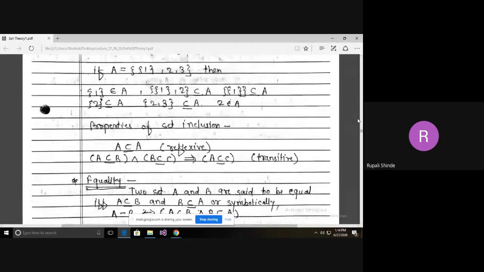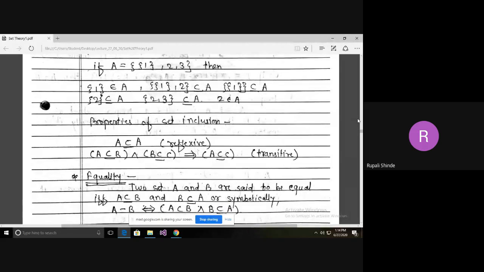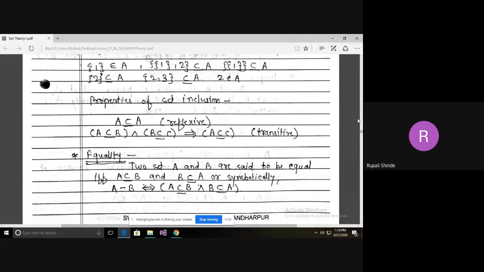Now the next point is equality. We have seen when we can say that two sets are equal. If there are two different sets A and B, and if A is a subset of B and B is a subset of A, then we can say that A and B are equal sets.